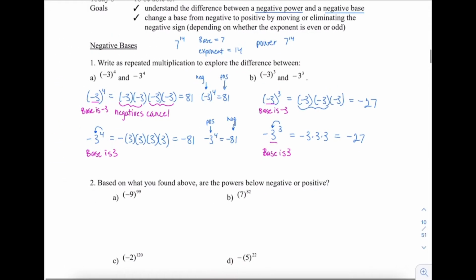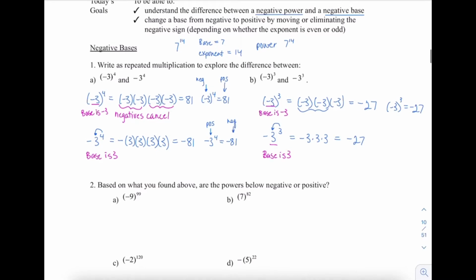So you'll notice that in this case, negative 3 to the exponent 3, the overall quantity is negative, and negative 3, sounds the same, I know, but in this case the base is 3, is also negative 27. So here we have a negative base and a negative power, and here we have a positive base again with a negative power.